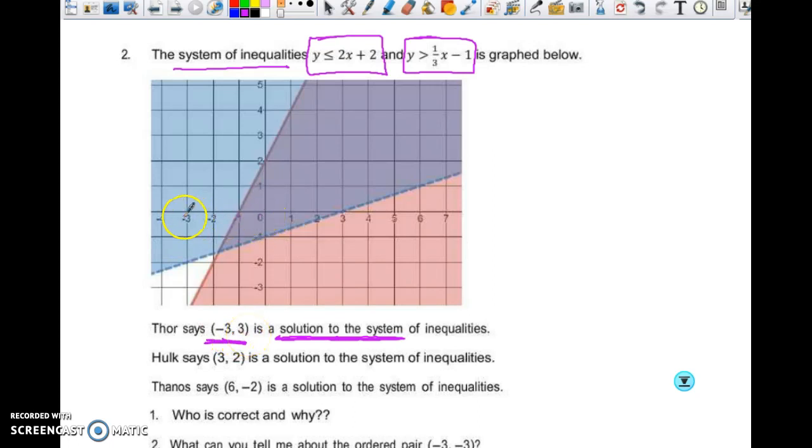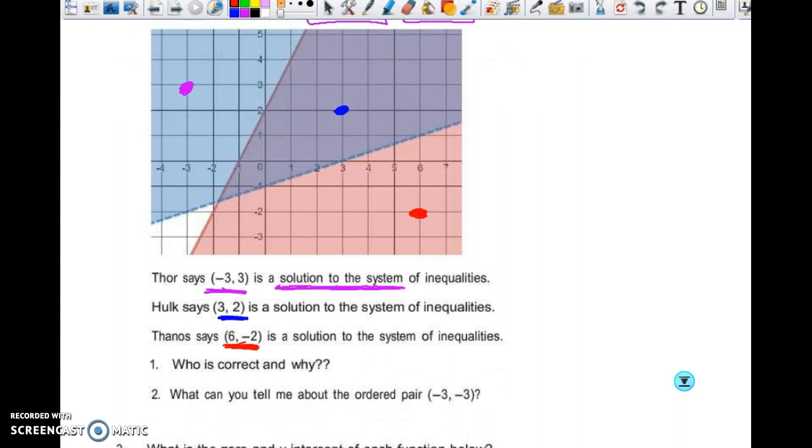So I'm going to go and find (-3, 3). So that's actually right here. Then, Hulk says that (3, 2) is a solution. All right. So (3, 2) is that point right there. And then Thanos says (6, -2) is a solution. So (6, -2) is right there. All right. And now it's asking who is correct and why.